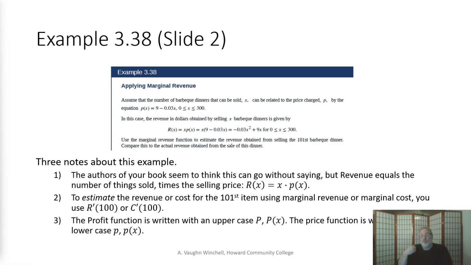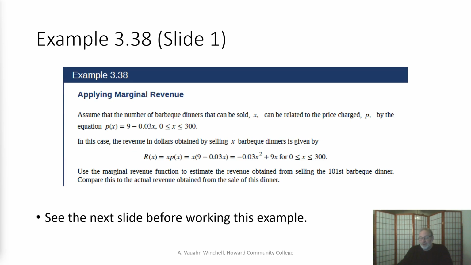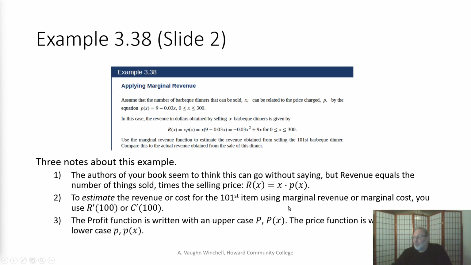So previous slide, I worked out that if I wanted to sell 50 of these things, I should charge $7.50. If I do that, the revenue will be 50 dinners times $7.50. I think if you put the numbers in, this makes some sense. More sense, I hope, than when it's all full of variables.